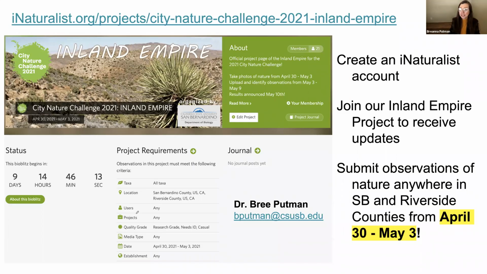I encourage you, if you're really interested in participating, to create an iNaturalist account, if you don't already have one, and join our project page. I've put the URL for our project page here, and this is on the iNaturalist website. Once you create an iNaturalist account and go to our project page, there will be a button in the upper right-hand corner. Mine says members because I'm already a member, but if you're not a member, it'll say join right here. Then you can join the project. Once you've joined the project, you can receive email updates on things that are happening.